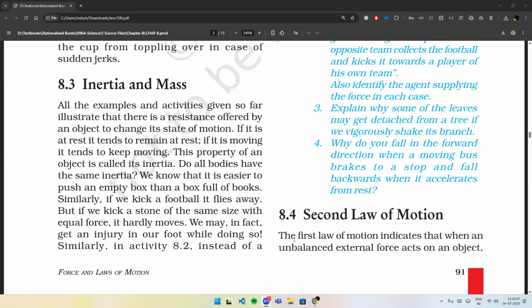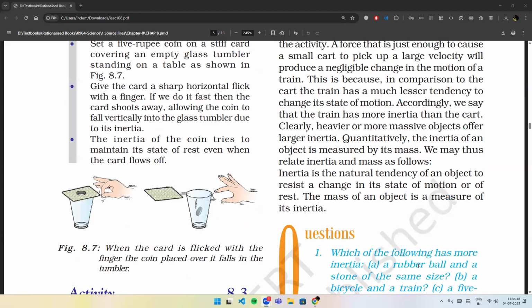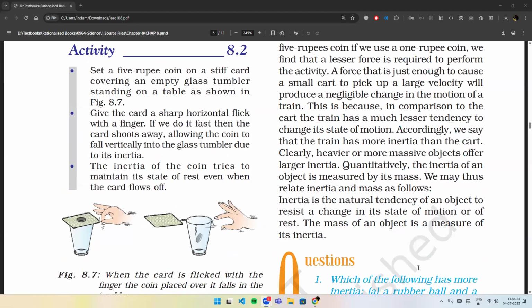Do all bodies have the same inertia? We know that it is easier to push an empty box than a box full of books. Similarly, if we kick a football, it flies away. But if we kick a stone of the same size with equal force, it hardly moves. We may in fact get an injury in our foot while doing so. Similarly, in activity 8.2, instead of a 5 rupee coin, if we use a 1 rupee coin, we find that a lesser force is required to perform the activity.